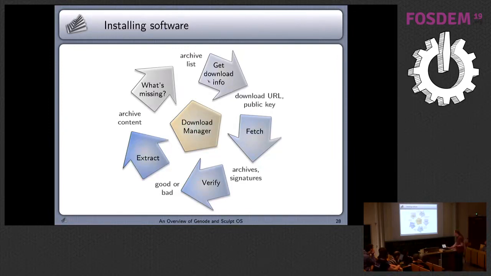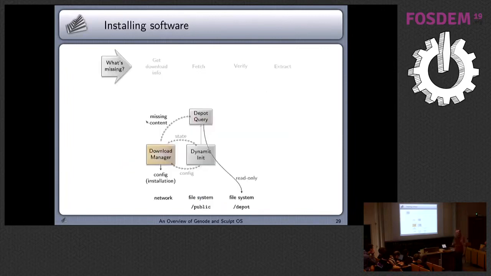Once we know this, we have to download it from this location. Then when the download is complete, we have to check the signatures, and if the integrity is intact, we can extract it. And then we have new content, and we can look again if there's something missing. So this is like going in iterations.